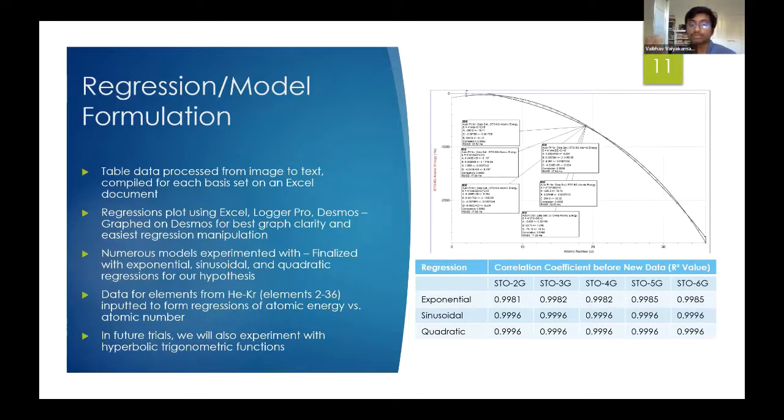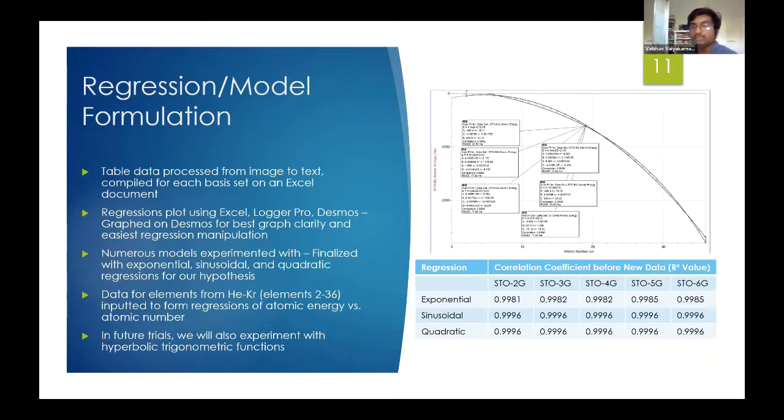We used multiple different regression equations and models, as you can see on the image here. So this is from Logger Pro. We tried more than 7 or 8 different types of regressions. We tried exponential, sine, cosine squared. We did inverse exponential, which is like 1 minus e to the power of x. And we also tried quadratic. The reason we tried quadratic was because there is an approximation of the total energy of the atom that can be proportional to the square of the atomic number. So we tried approximating like that, seeing how it worked, and we just went ahead from there.